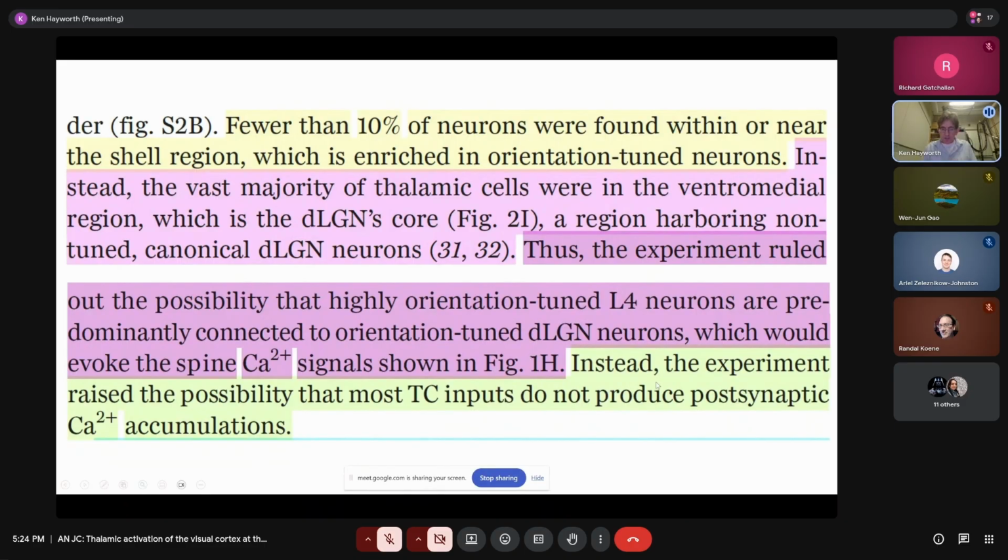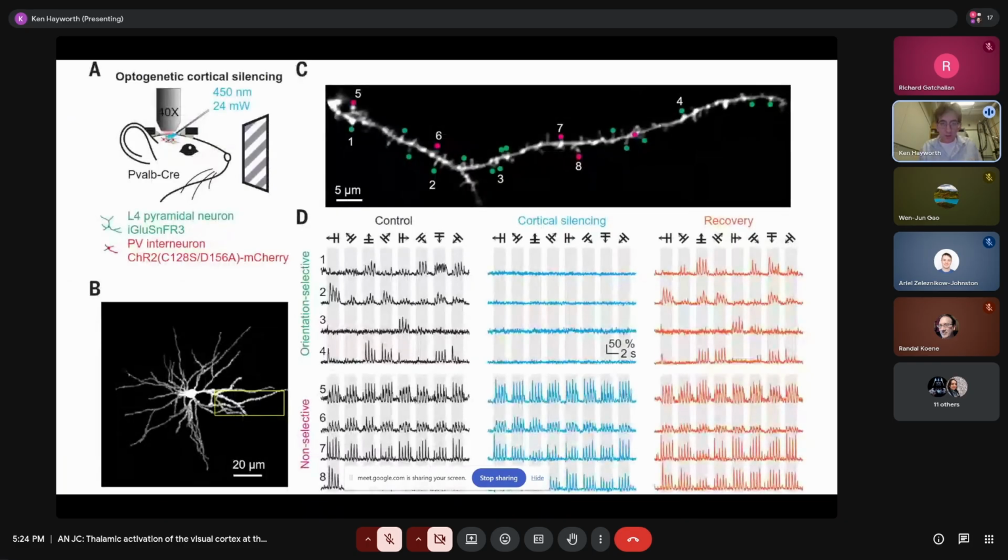Instead, the experiment raised the possibility that most of the thalamocortical inputs do not produce a postsynaptic calcium accumulation. Okay, so they're now saying this is probably because they just don't show up in a calcium indicator. So we're moving on to figure 3.